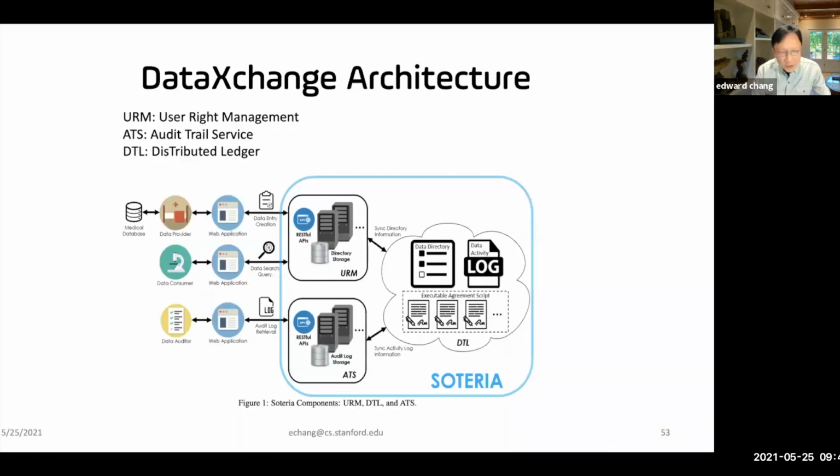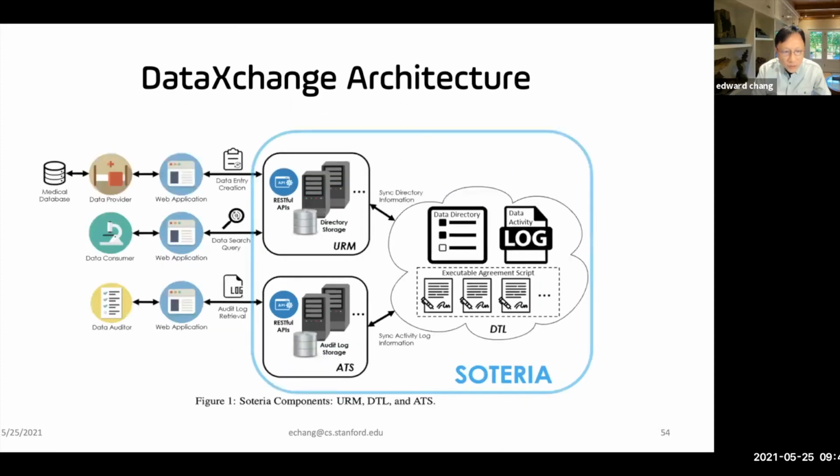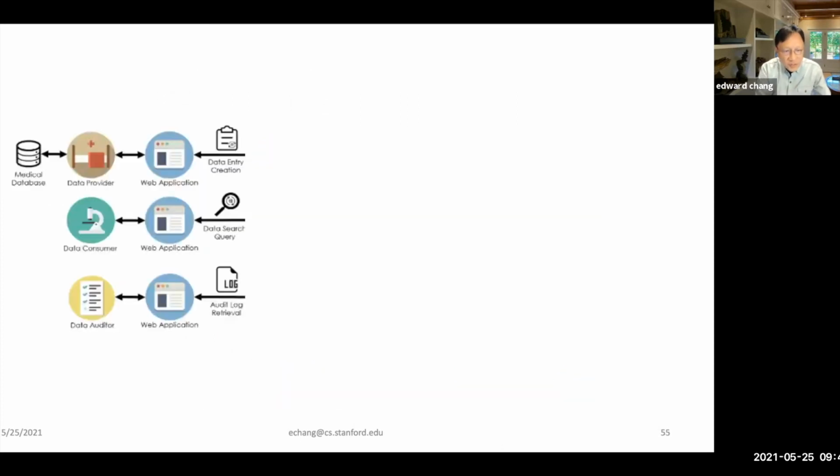So this picture is just to complete things. When we implement a system, we still need a reasonable user interface. If you would like to know the details, you can look into our publication available on the internet. Let me get into slightly more detail. On the left-hand side you have the interface. Both data consumer and data provider can access it through the web.